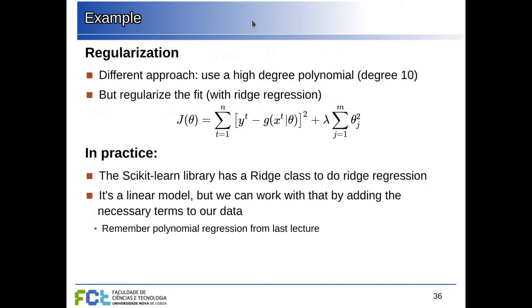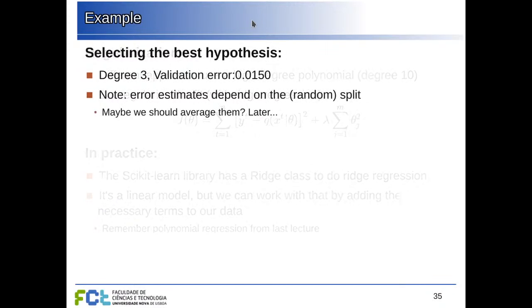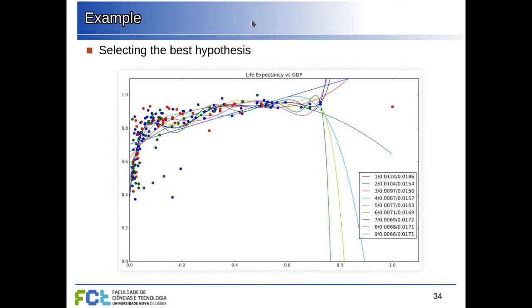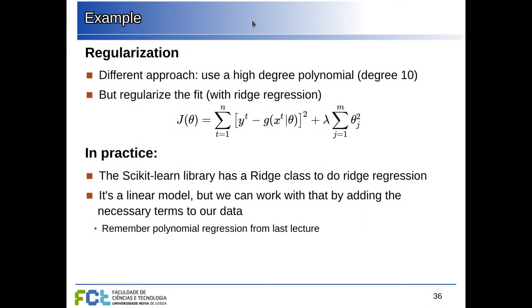For regularization, we can use ridge regression. We can do the same thing we are doing here, but instead of changing the degree of the polynomial, we can use a polynomial of very high degree, but try to stiffen the curve a bit with regularization. So let's use ridge regression. The scikit-learn library has a Ridge class. We're not going to implement everything by hand, and we can use that to do ridge regression.